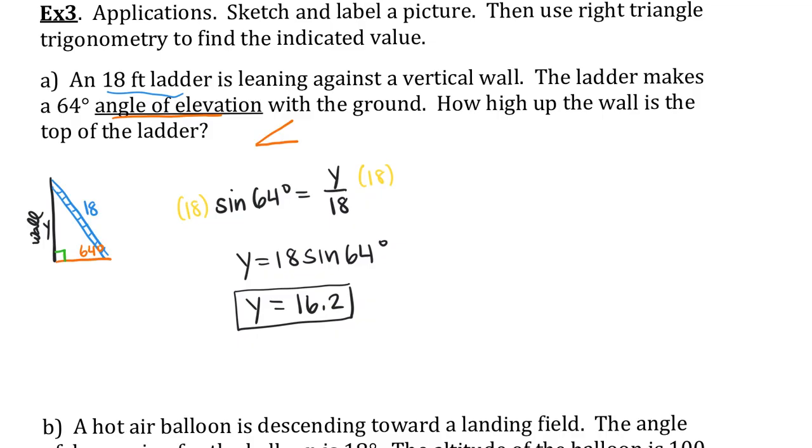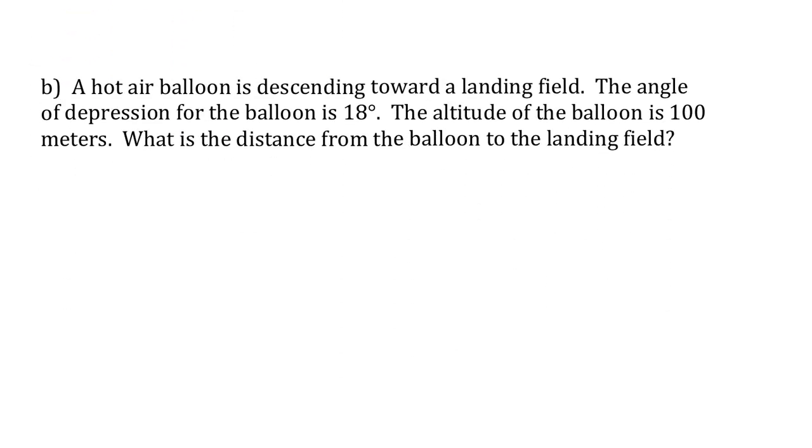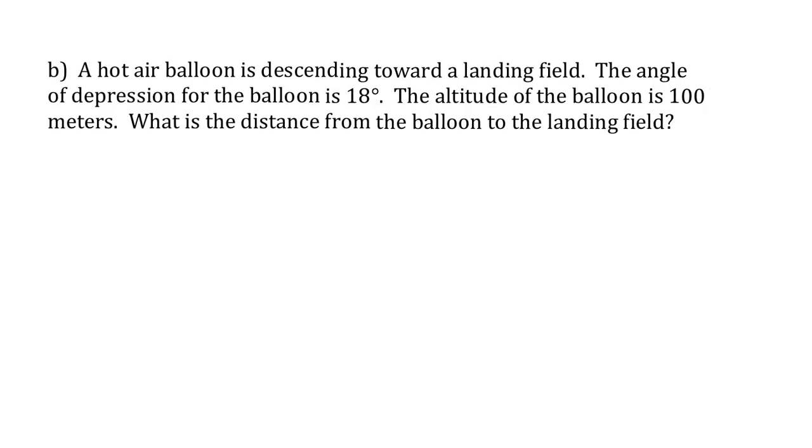Let's try one more. A hot air balloon is descending toward a landing field. The angle of depression, the first thing I'm going to tell you, depression is depressed. It starts out here and it goes down. So an angle of depression is always coming from the ceiling. Elevation from the ground up, depression from the ceiling down. A hot air balloon is descending toward a landing field. The angle of depression for the balloon is 18. The altitude of the balloon is 100 meters.